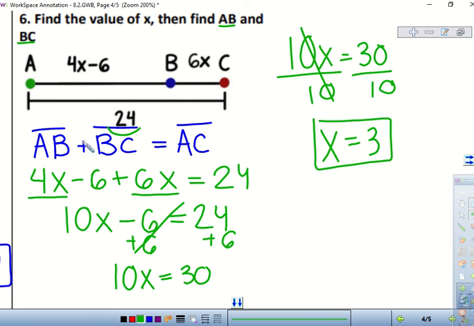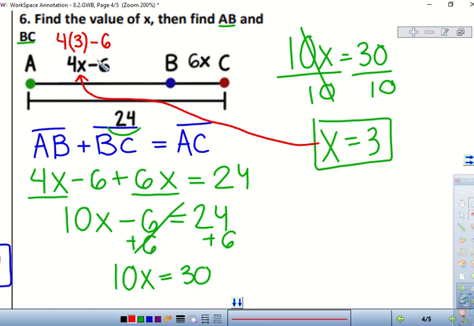Any ideas on how we can find that now that we have x? What do you think? Well, I know AB is equal to 4x minus 6. So what can I do with the x that I now found? It'd be 4 times 3, then 12 minus 6 equals 6.